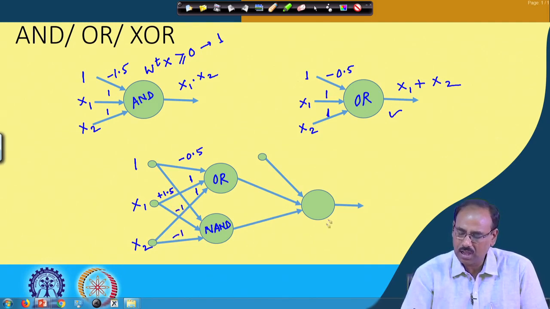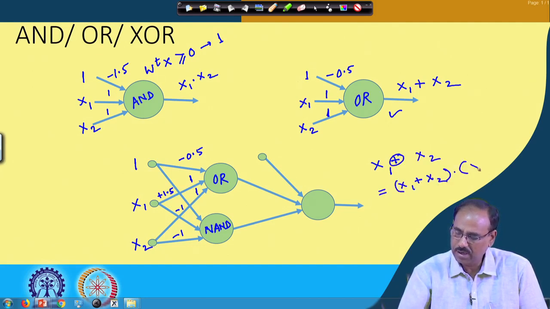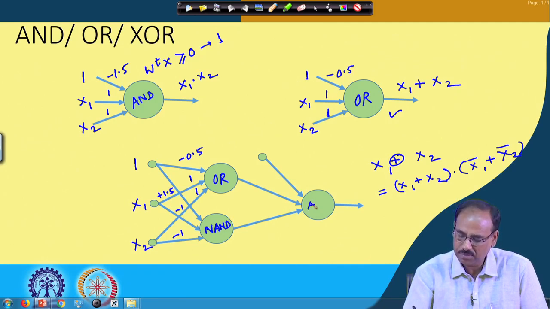And these two outputs are finally to be ANDed, because our XOR function x1 XOR x2 is nothing but x1 OR x2 ANDed with x1 NAND x2. So, here I have to have an AND function. For this the weights will be minus 1.5, 1 and 1. So, here at the output what I get is x1 XOR x2.